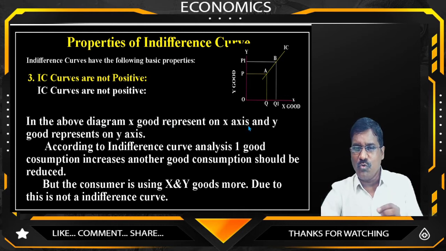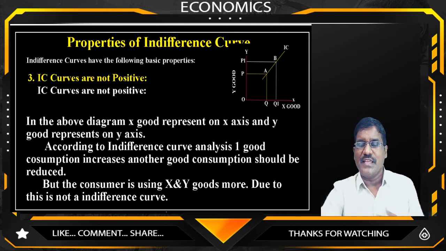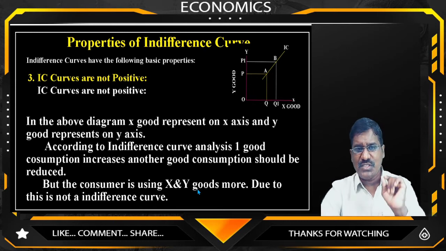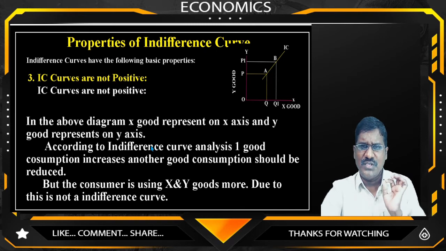X good is represented on the OX axis and Y good on the OY axis. X axis is X good, Y axis is Y good. According to the indifference curve analysis, if one good's consumption increases, another good's consumption should be reduced. But the consumer is using more of both X and Y goods, so this is not an indifference curve. So this is also one of the non-properties of the indifference curve. Whenever you see the IC curve is positive, it is not applicable to the law of indifference curve.